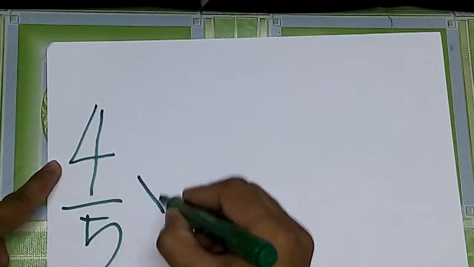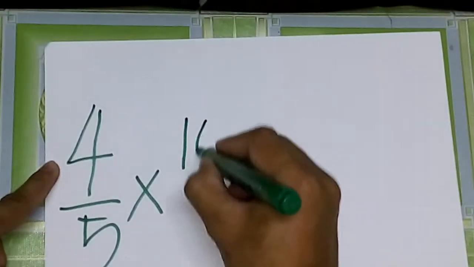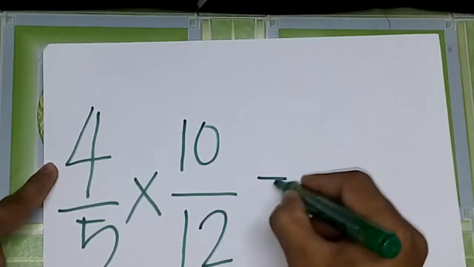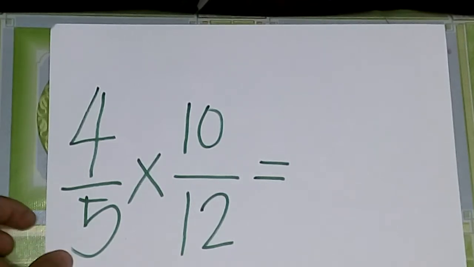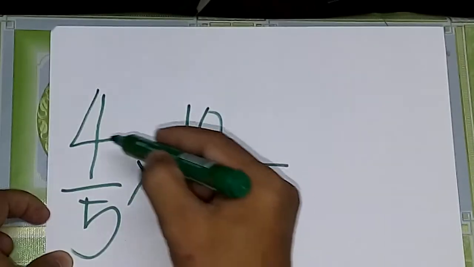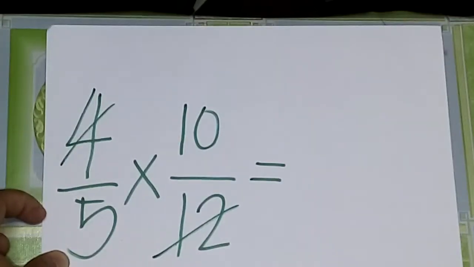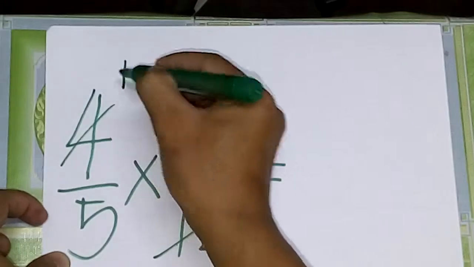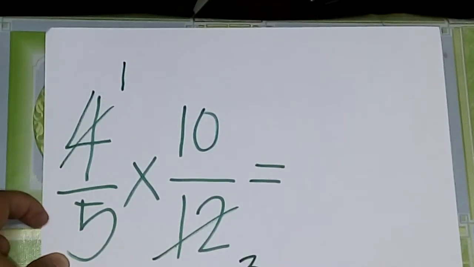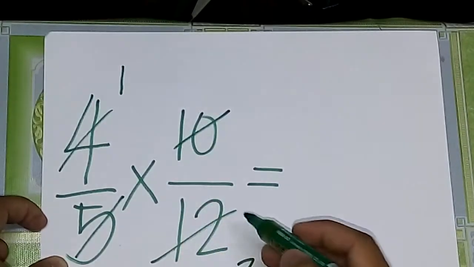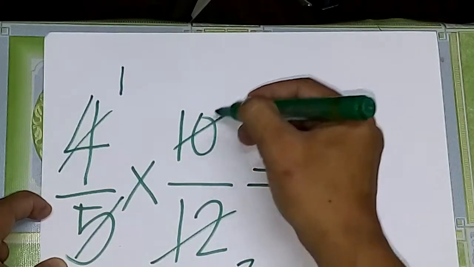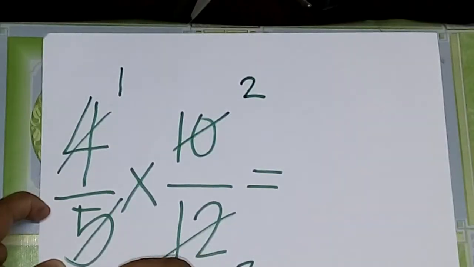4/5 times 10/12. Okay, so we can apply cancellation. This one, we can cancel 4 and 12. Their GCF is 4. So 4 divided by 4 is 1. 12 divided by 4 is 3. We can also cancel 5 and 10. Their GCF is 5. So 10 divided by 5 is 2. 5 divided by 5 is 1.